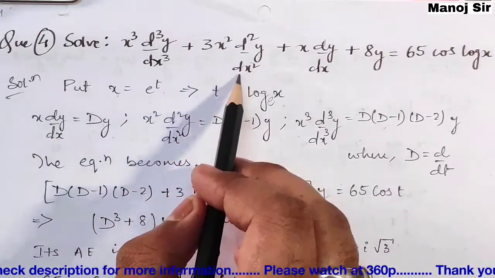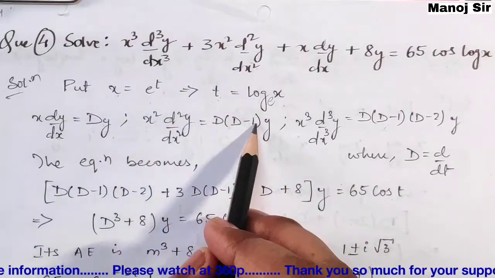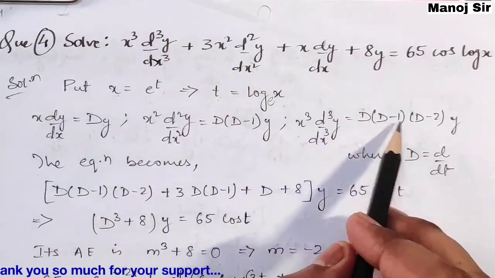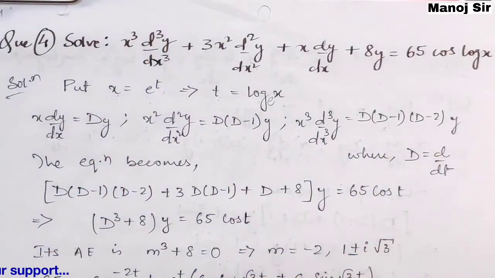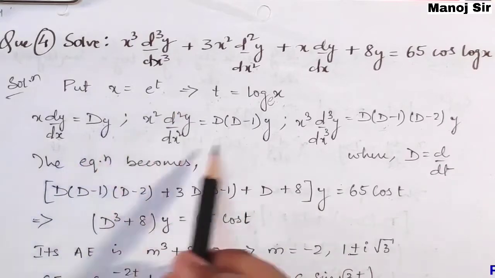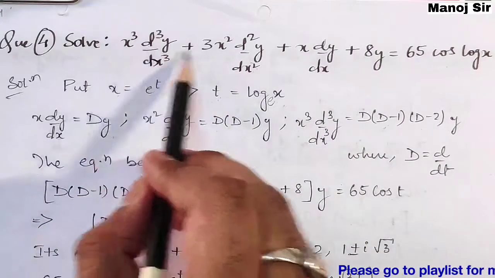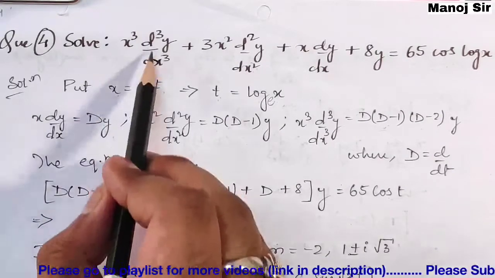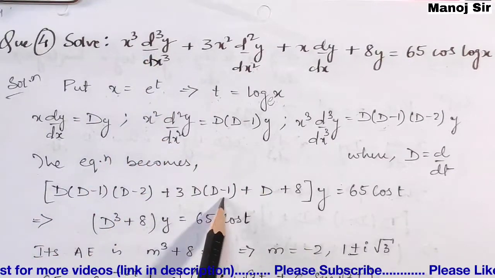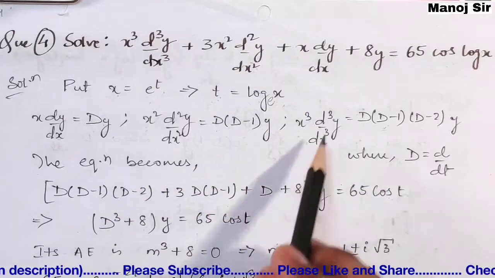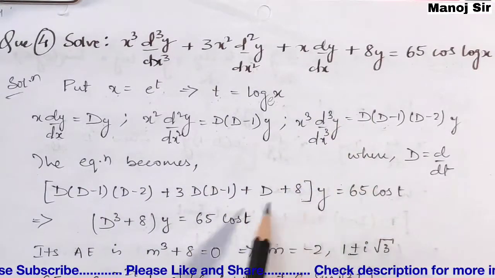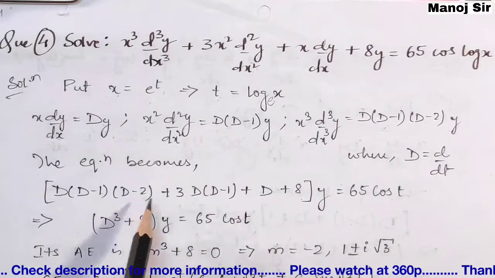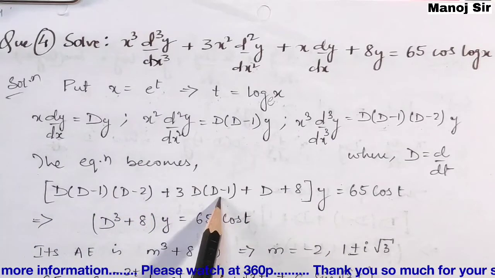Similarly, x square d square y upon dx square is replaced with D into D minus 1 into y, and x cube d cube y upon dx cube is replaced with D into D minus 1 into D minus 2 into y. On doing this, the equation will become D into D minus 1 into D minus 2 into y plus 3 D into D minus 1 into y plus Dy plus 8y. If you take y common, you will get D into D minus 1 into D minus 2 plus 3 D into D minus 1 plus D plus 8.